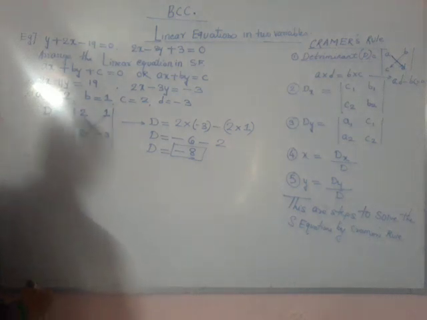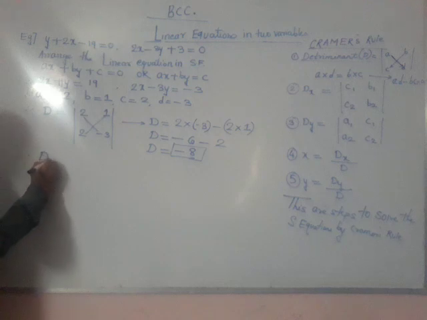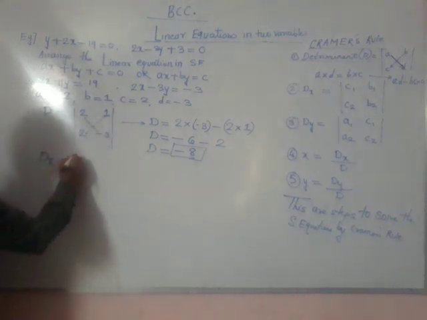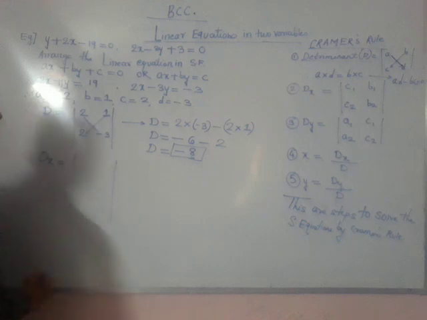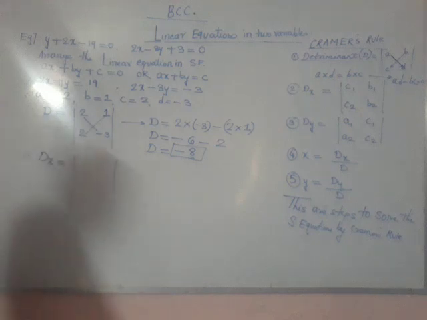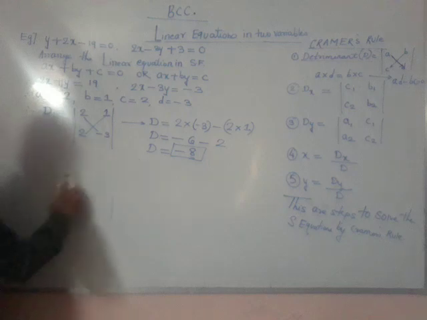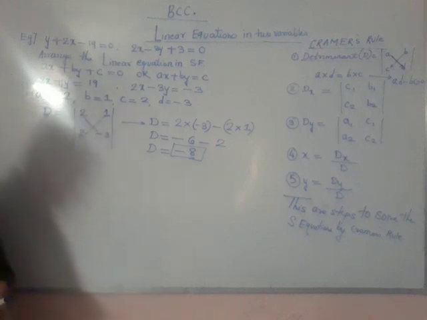Now let us calculate Dx, that means determinant x. Determinant x is equal to the absolute value of C1, C2, B1, B2. Sir, where is C1, C2, B1, B2? Don't panic. Let us start by calculating first C1, C2, B1, B2.